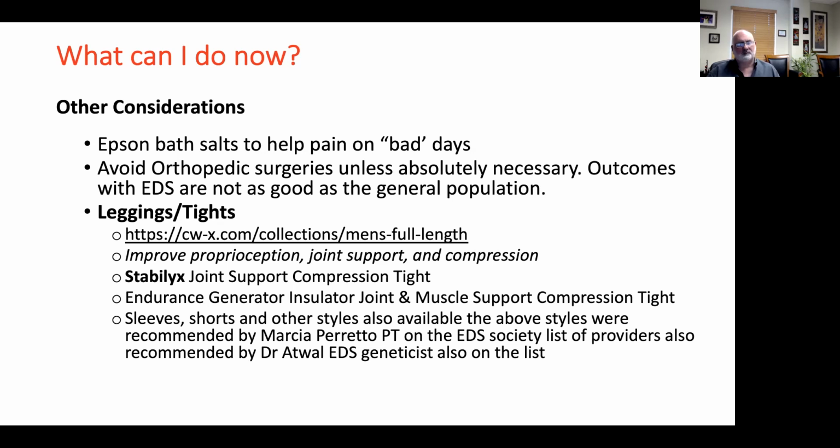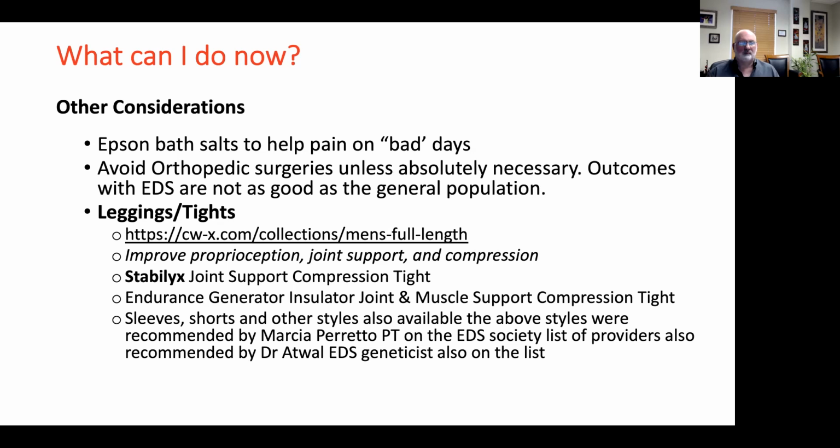So that's when I buy them, and you can get them cheaper. I find the Stabilix are very supportive. If you have autonomic dysfunction with your EDS, they offer the compression. So they help with the bloating, they help with the blood pooling, but they also offer the proprioception and joint support.